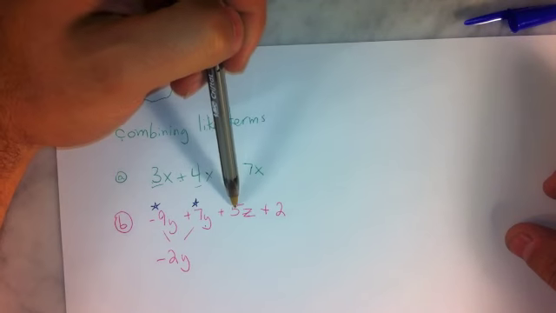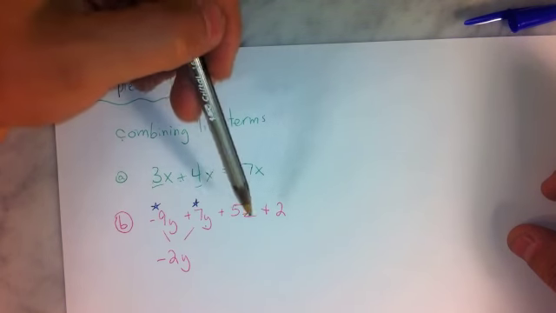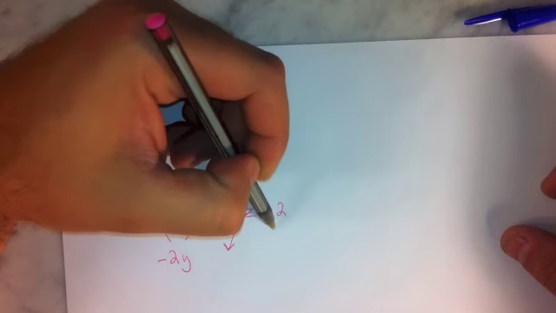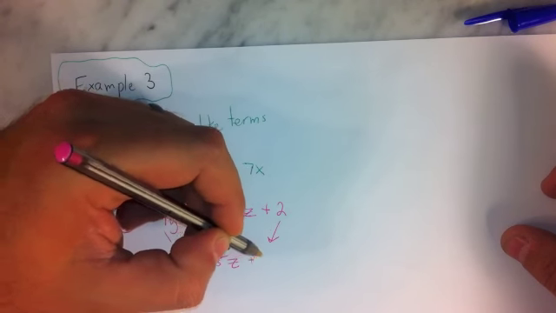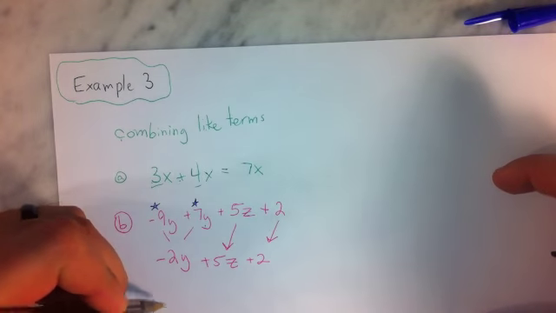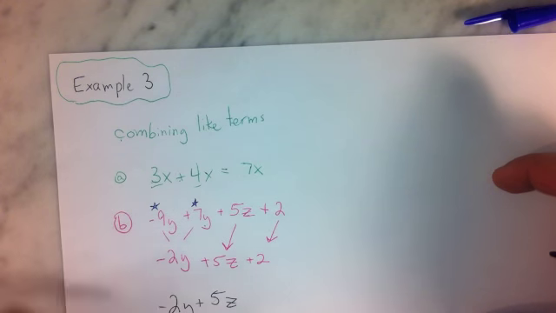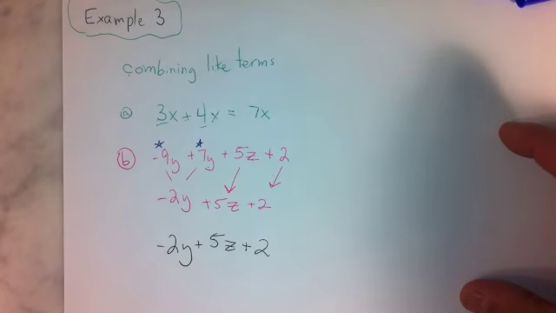Now, can I do anything with my 5z and plus 2? Can I combine those two? Are they like terms? That's a question you'd ask yourself. They are not like terms, so you cannot combine them. They just come straight down to our answer. Plus 5z plus 2. Okay, let me write it down in black so it stands out. Final answer is negative 2y plus 5z plus 2. Stand out enough? I think so.